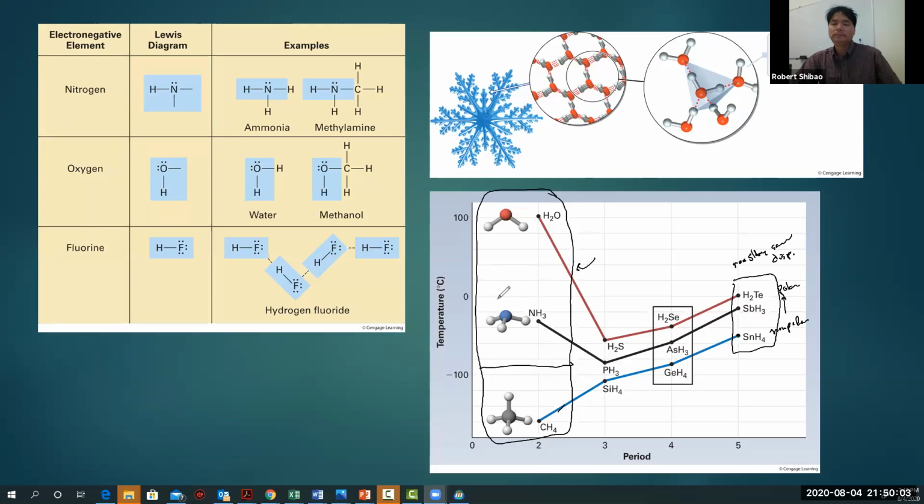And so, let me erase that. If the dipoles were normal, it should go down, and this should go down, because dispersion should win. And so if the dipoles are normal, then dispersion should win, but these are unusually big dipoles, unusually large dipoles.